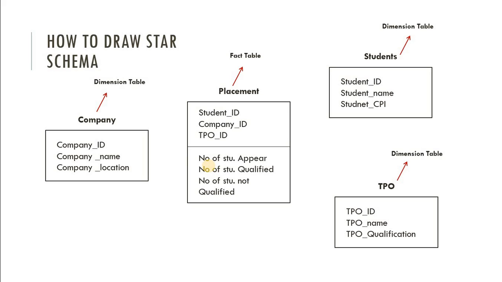Now I hope you all understand what is a fact table and what is a dimension table. Dimension table contains the attributes of that specific subject, and the fact table contains the primary key of all the dimension tables as well as the measures. Now this is the structure of star schema. The last step to draw the star schema is we have to join all the tables with the fact table.